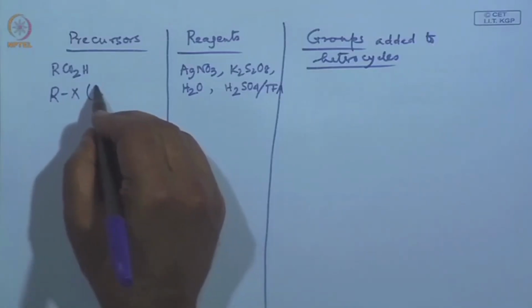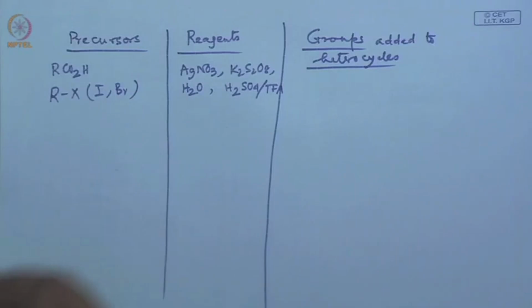Alkane? No, you have an alkyl bromide, let us say. RX means it could be iodine, it could be bromine. How do you generate the radical? Not really.